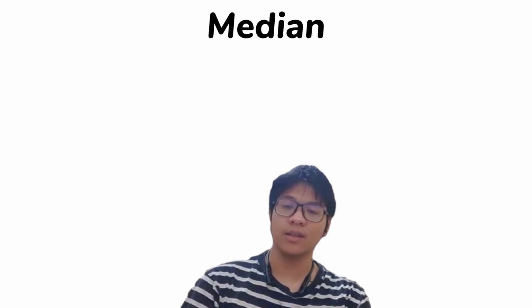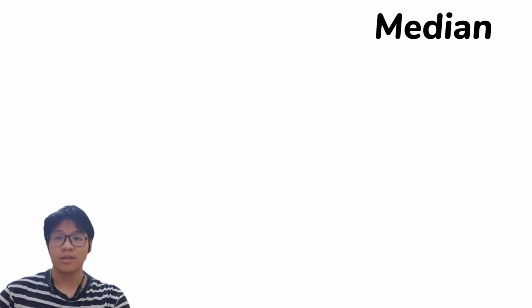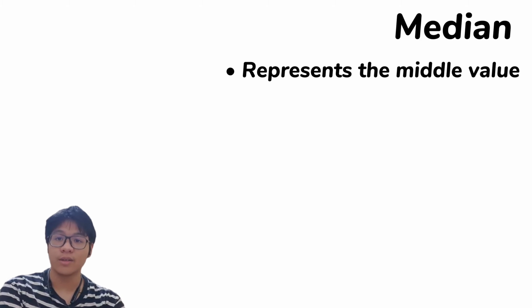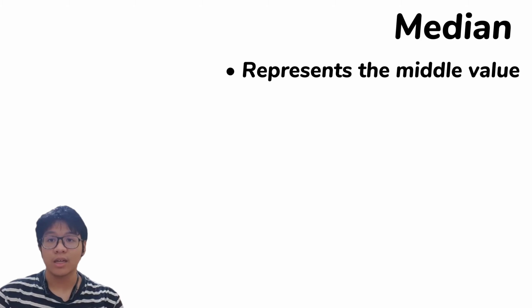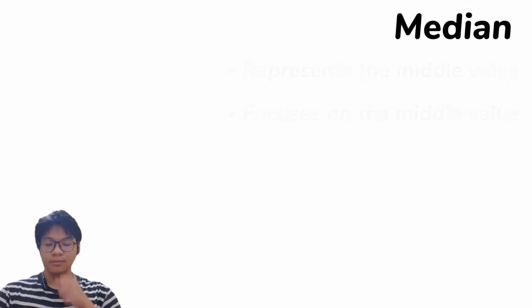Now we will be talking about the median, how to find it, how to solve it, and how to identify it in a dataset. The median is a statistical measure that represents the middle value in a dataset. Unlike the mean, which is the average of all values, the median focuses on the middle value itself.